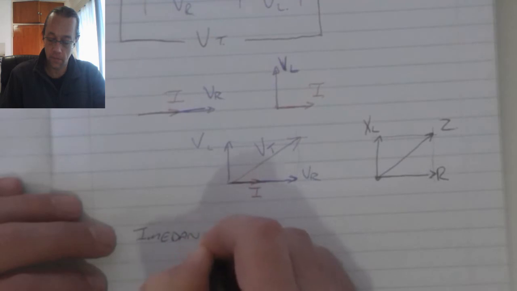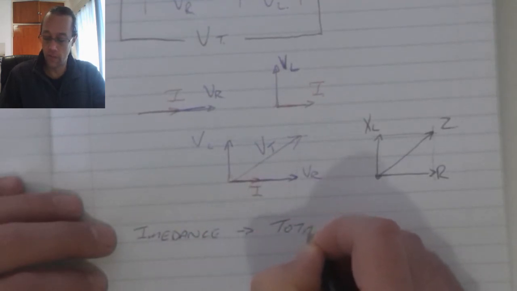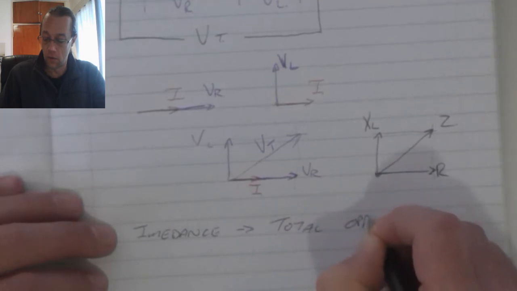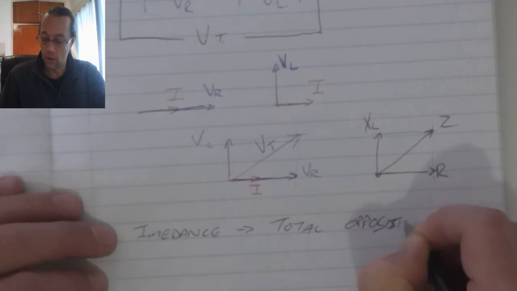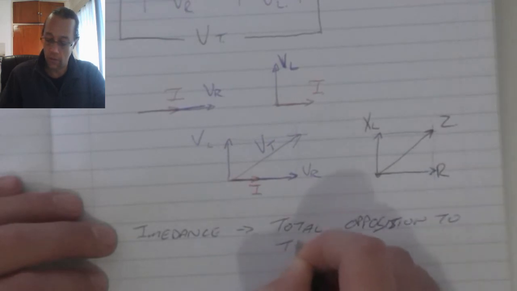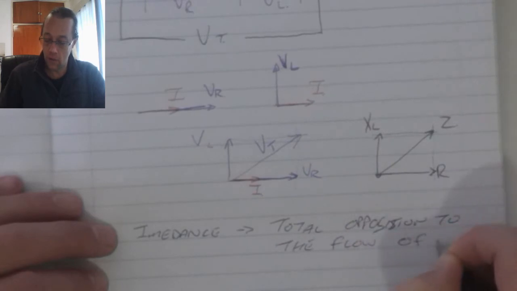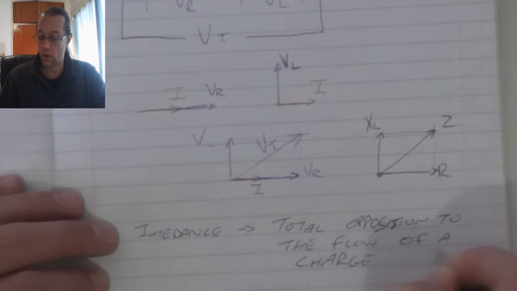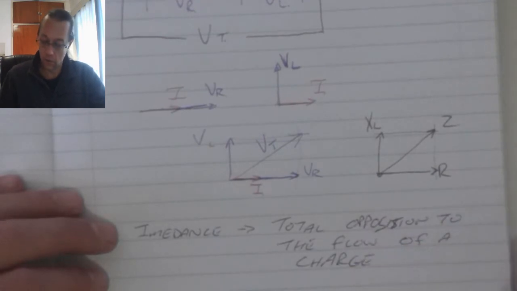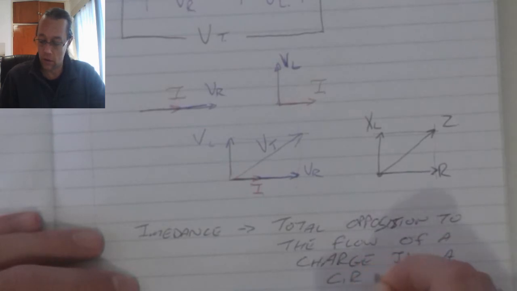Impedance is the total opposition to the flow of a charge or a current in a circuit.